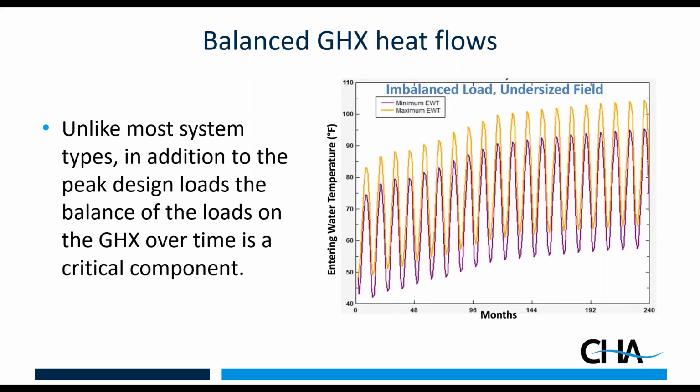So like in this example, at year 20, that top line is representing the maximum entering water temperature to my heat pumps. That is now almost 100 degrees. So not only have you lost capacity from your heat exchanger, you lost capacity from your heat pumps. They're now less efficient, and you might even be getting to a point where they're just going to stop working because they will trip on a high condenser water temperature.